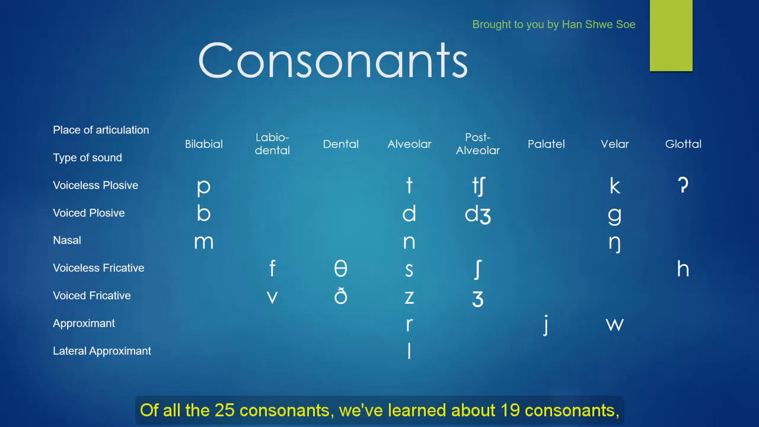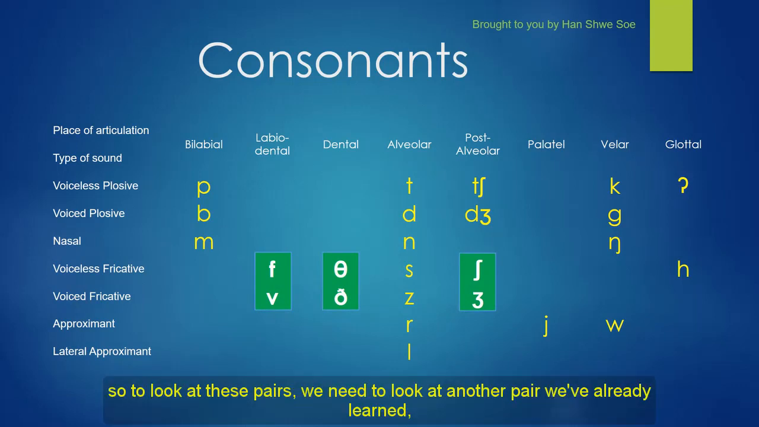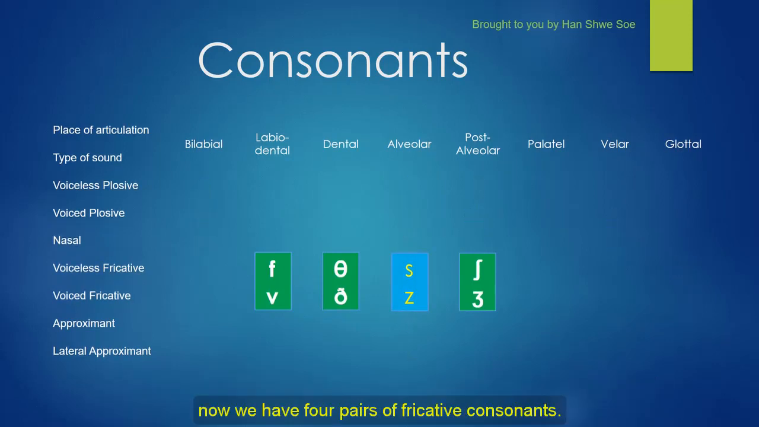Of all the 25 consonants, we've learned about 19 consonants. The remaining 6 are 3 pairs of fricative consonants. So, to look at these pairs, we need to look at another pair we've already learned. Now we have 4 pairs of fricative consonants. Fricatives are harder to pronounce than other consonants. As the name suggests, these are produced by making friction.